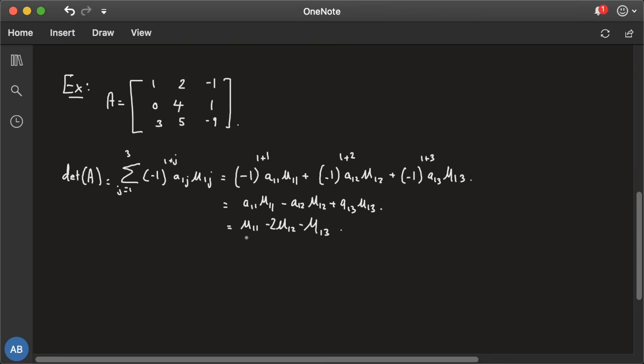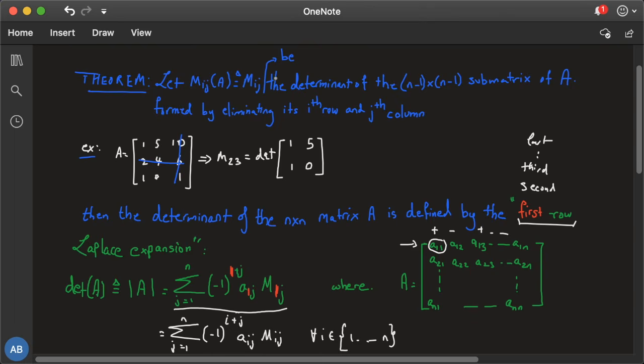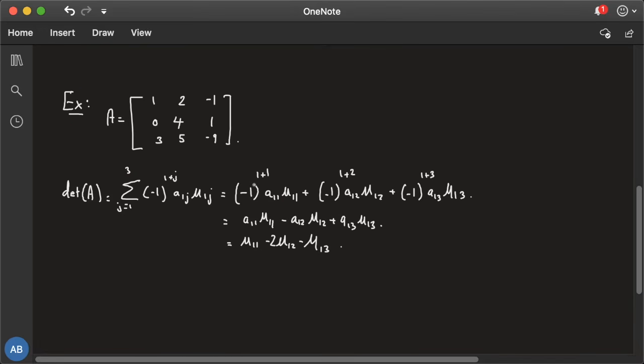Now the question is how to obtain m11, m12, and m13. As in the definition, mij is the determinant of the smaller matrix, the submatrix, obtained by eliminating its ith row and jth column. So m11 is obtained by eliminating this row and this column, right? So we're left with 4, 1, 5, and minus 9, the determinant of that matrix. Now the vertical lines stand for determinant. Minus 2 times the determinant of the matrix obtained by eliminating the first row and second column.